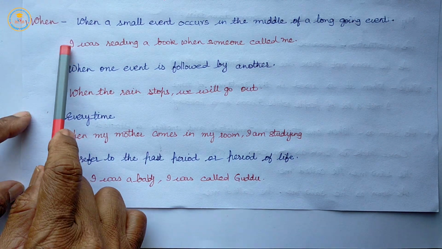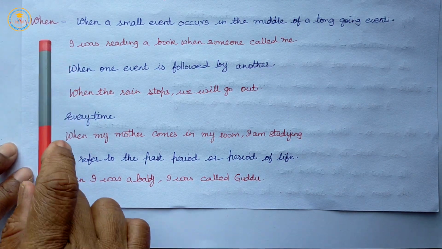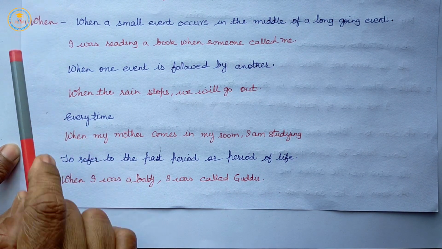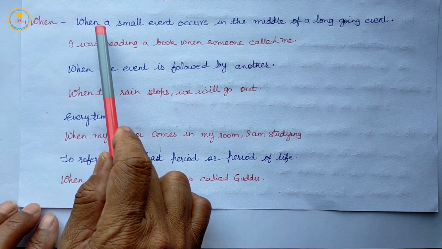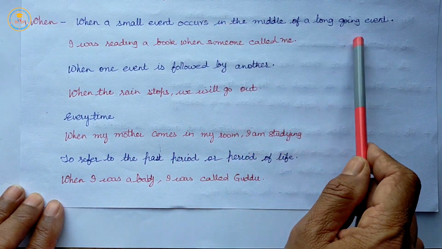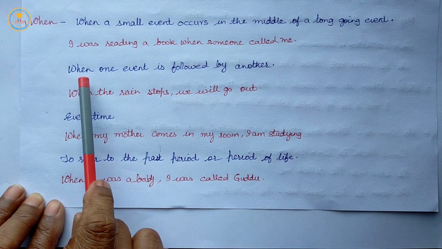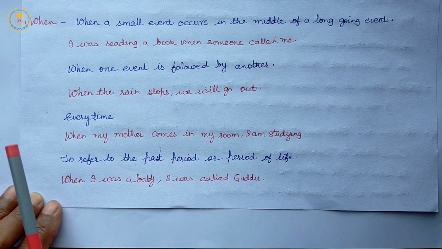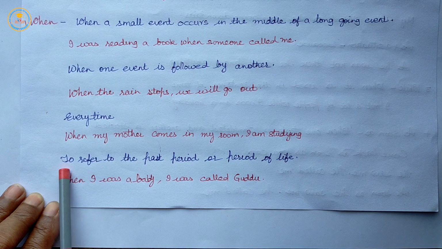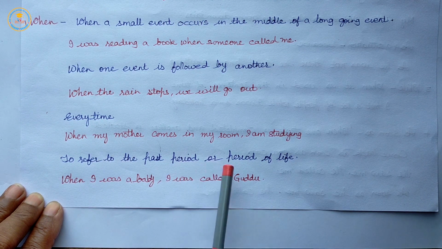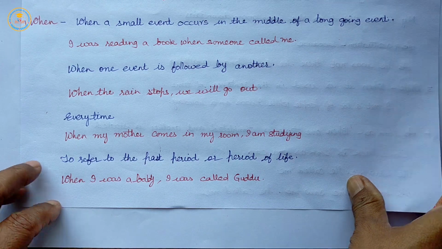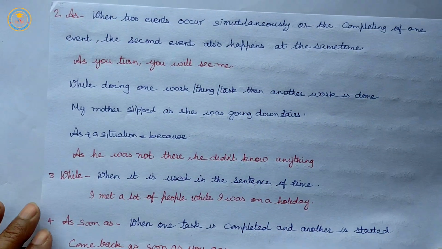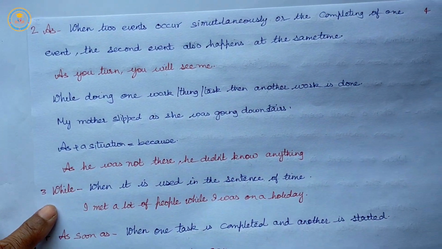So here are the rules when we use this subordinating conjunction in an adverbial clause of time. First, when a small event occurs in the middle of a long-going event. Second, when one event is followed by another. Third, at every time. Fourth, to refer to the past period or period of life. So, these are the rules related to the use of when. Our next one is as.